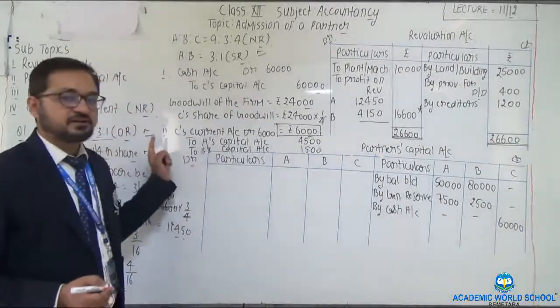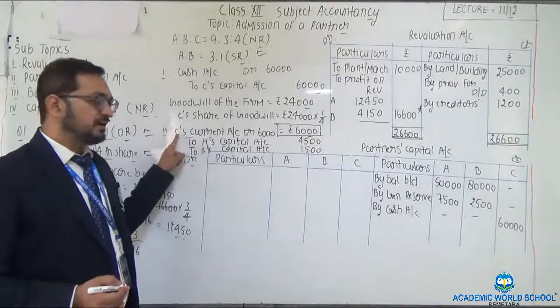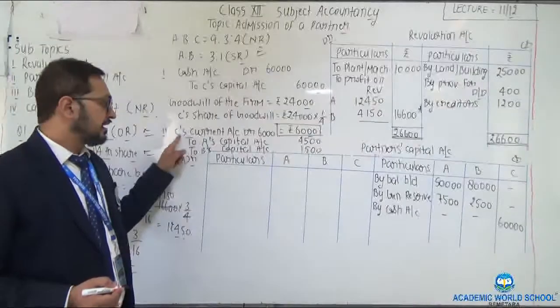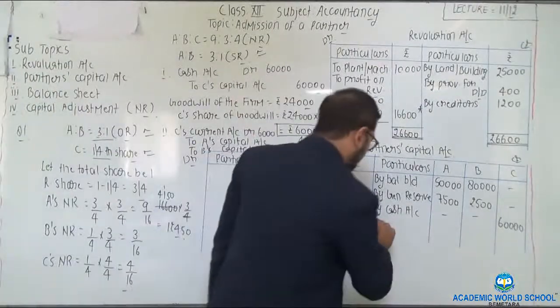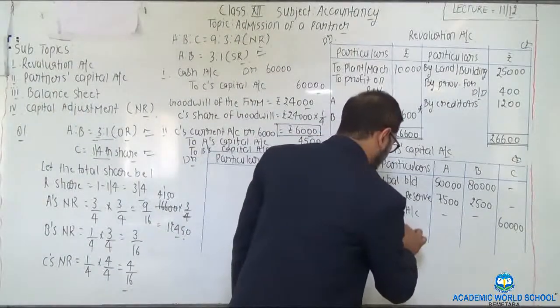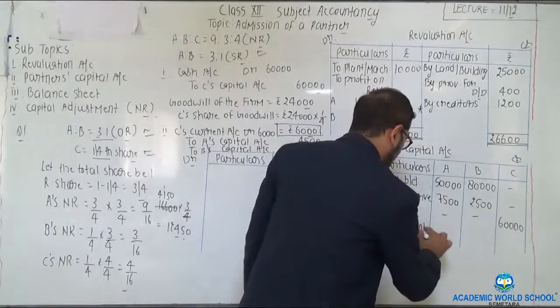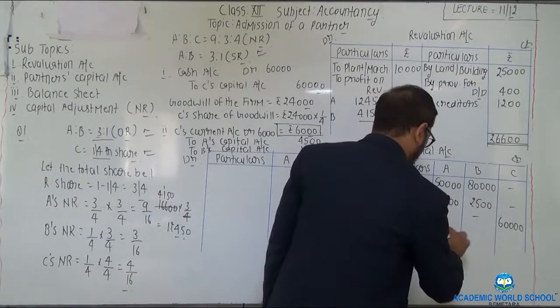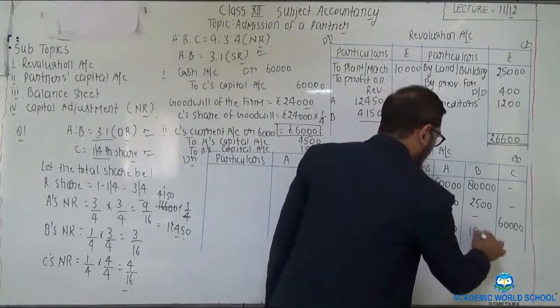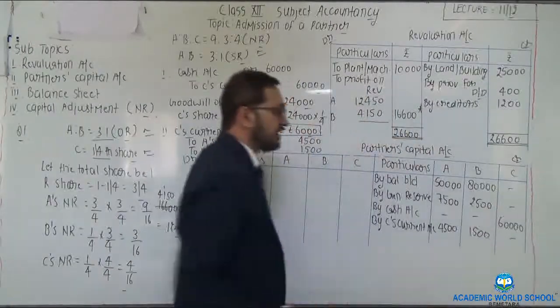After that, one more journal entry regarding goodwill. C's current account Dr. to A, to B. A and B are placed on the credit side, in A's capital and B's capital. So write here "By C's current account", 4,500 to the first partner and 1,500 to the second partner, that is B.